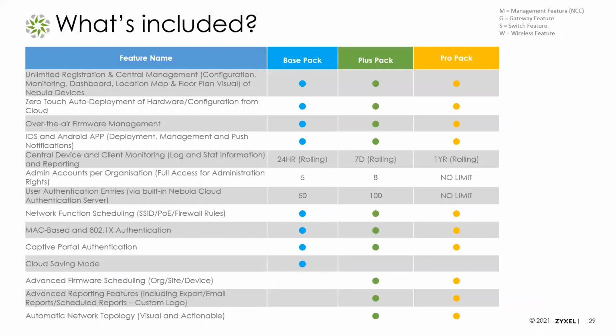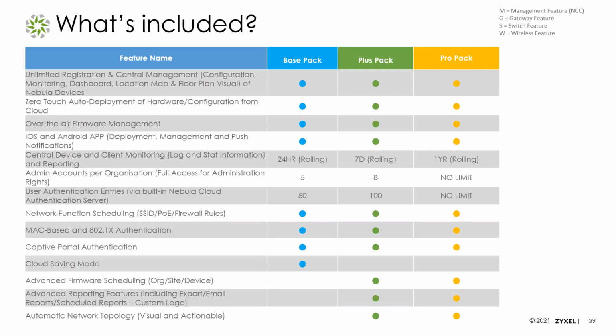So let's talk about some of the differences between the different levels of Nebula. All of them give you unlimited registration and management of your customers. All of them have zero-touch deployment, where you simply plug in the device, and if you've assigned it to the cloud, it will automatically connect to the cloud, put itself in cloud mode, and download its configuration. All of them provide over-the-air management. All of them provide access to our mobile device applications. All of them give you central device management and client monitoring and reporting.